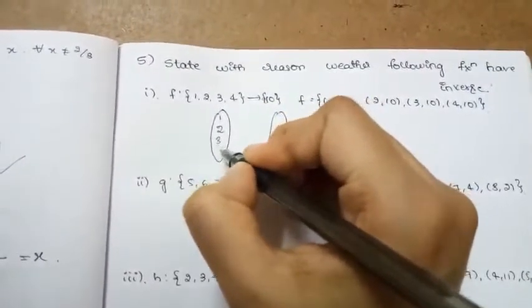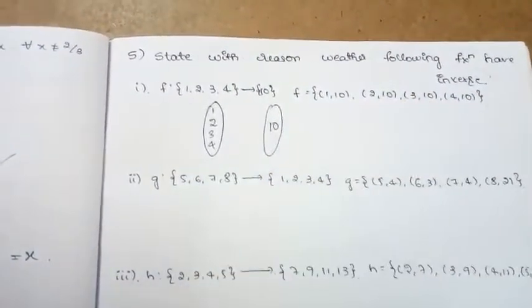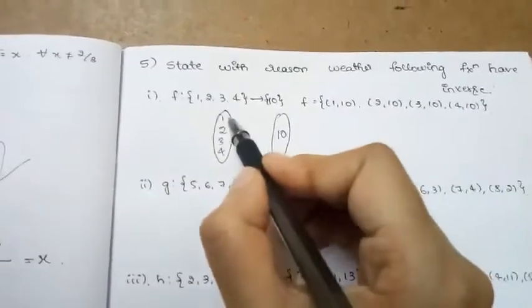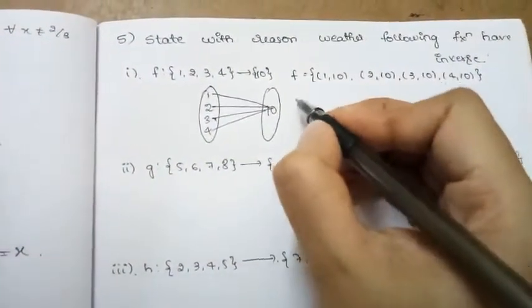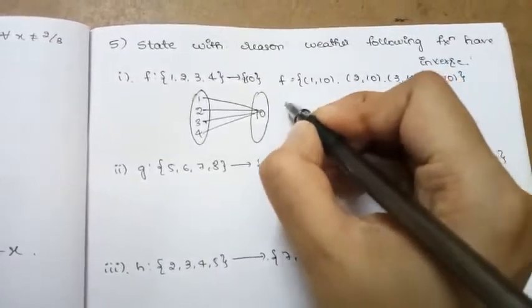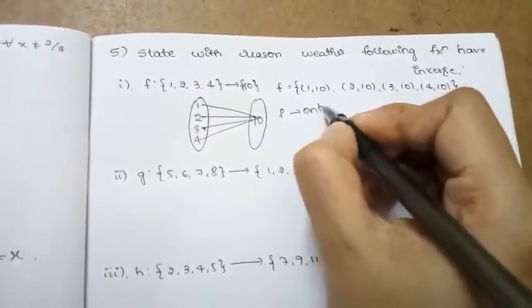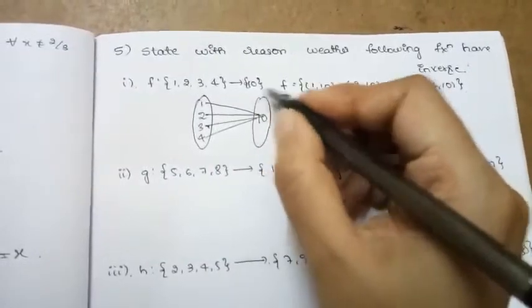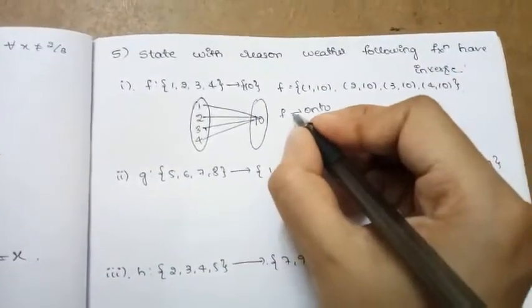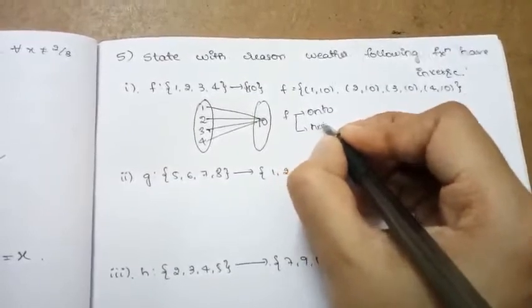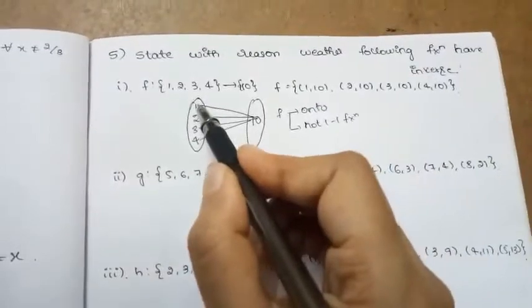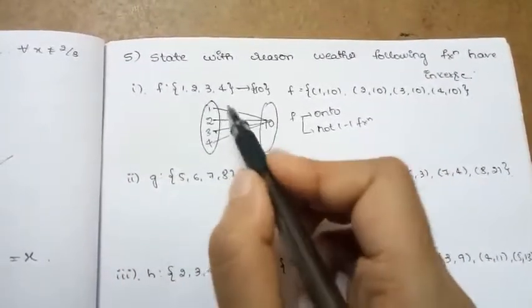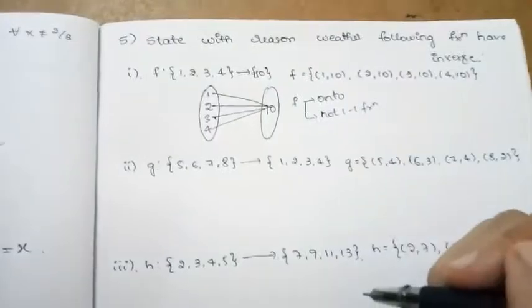So 1, 2, 3, 4 are in the domain, and the codomain has only 10. How is the mapping? 1 is mapped to 10, 2 is also mapped to 10, 3 is also mapped to 10, 4 is also mapped to 10. So by looking at this, this function f is onto, because the codomain is completely occupied, but it is not one-one. Why is it not one-one? Because elements do not have a unique image.